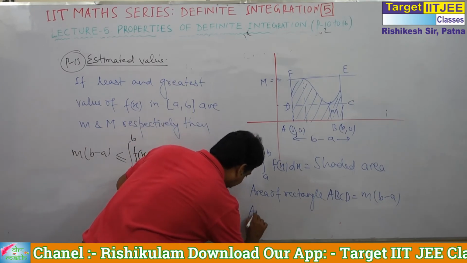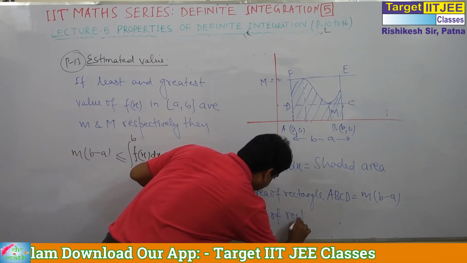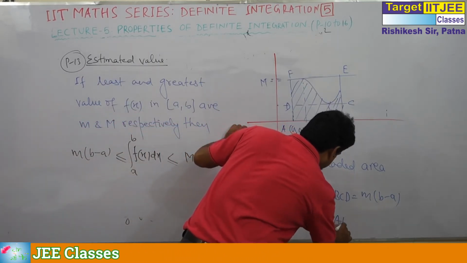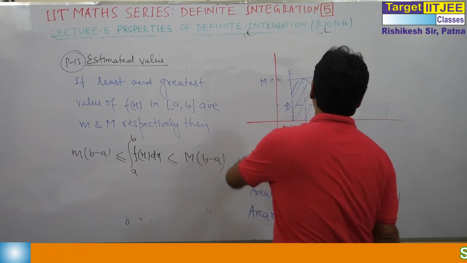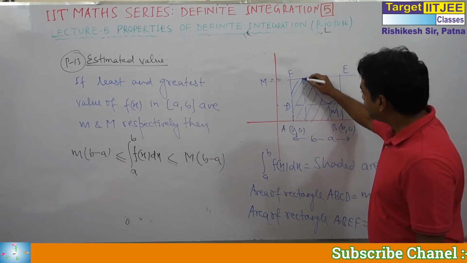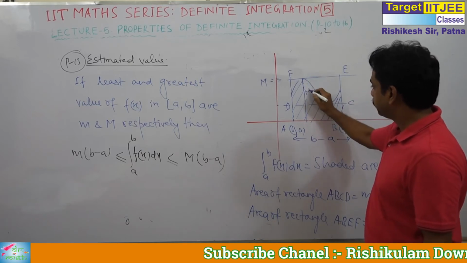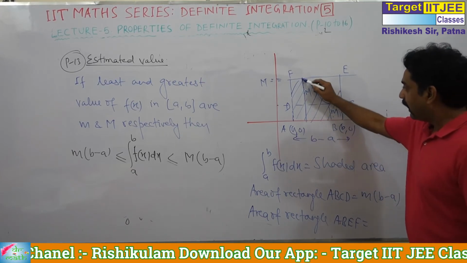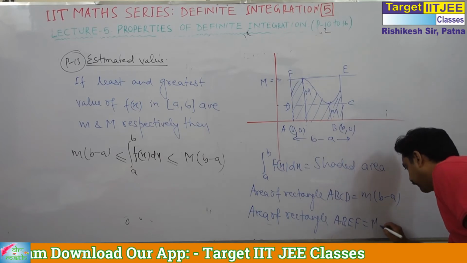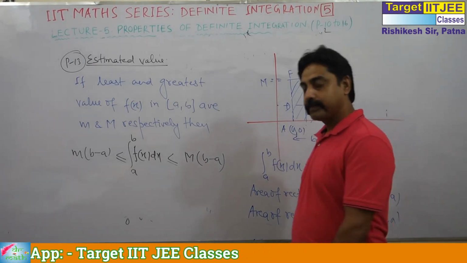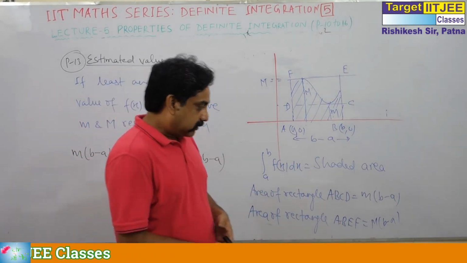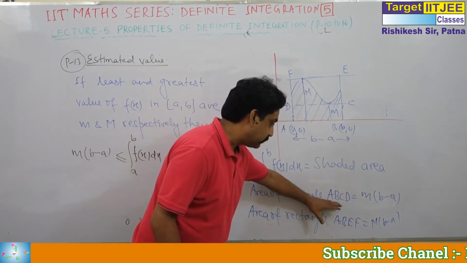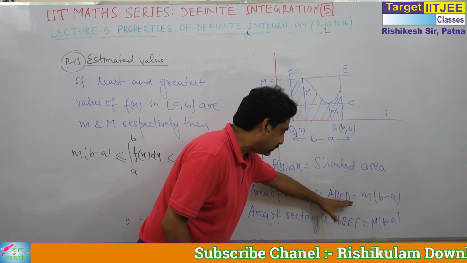And can you say the area of which rectangle? A, B, E, F. Yes, sir. This is actually the greatest value M, and this is the least value. So the height is the least value and the base is B minus A. Now compare these areas. This will always be least. The shaded portion must be greater than this one and less than this one.